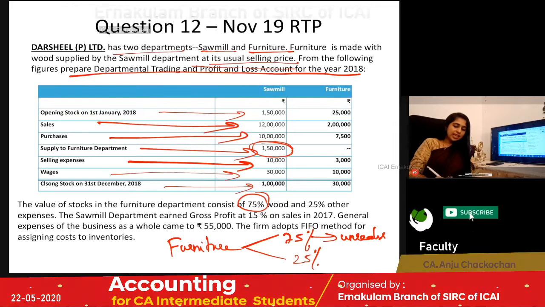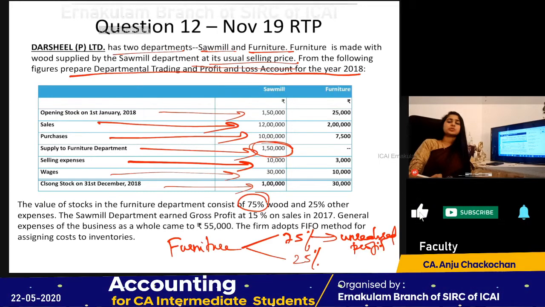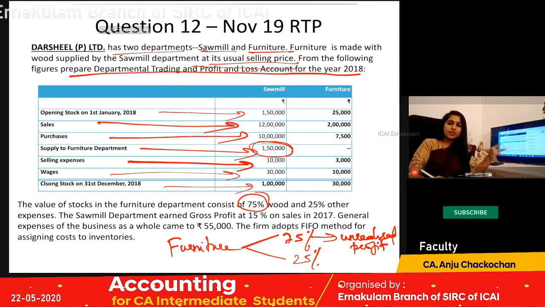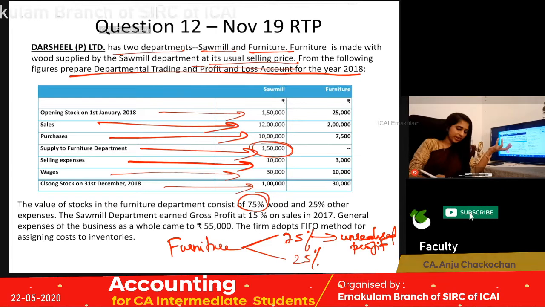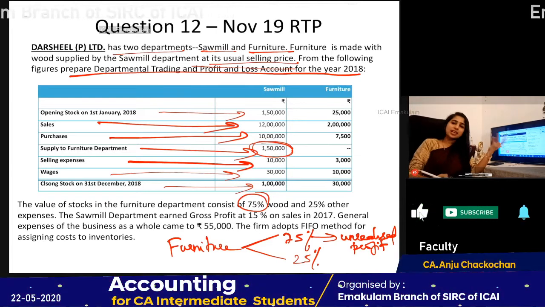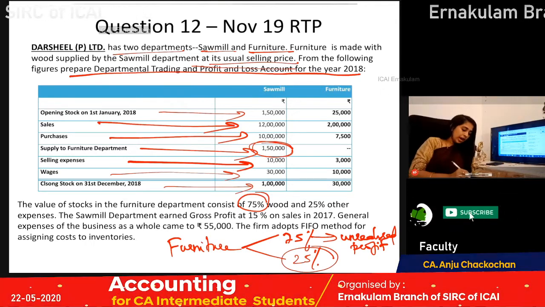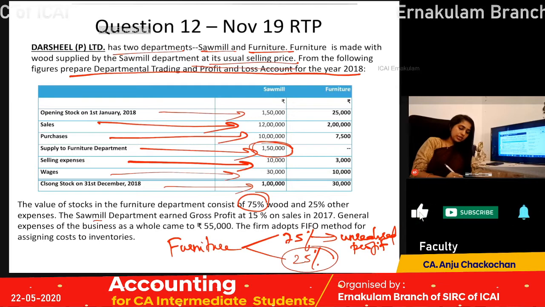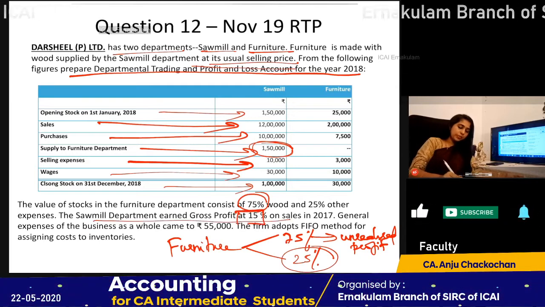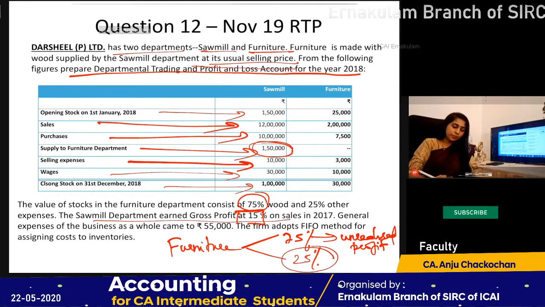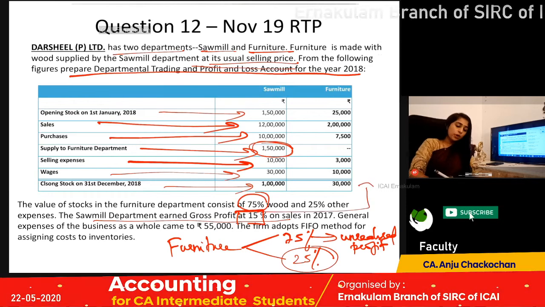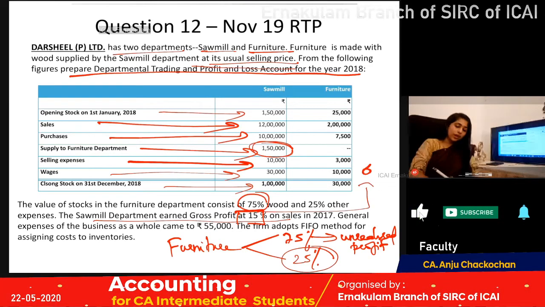It is here that we have the amount of unrealized profit, because 75% is the stock transfer, and it is on that 75% that we'll have the amount of unrealized profit. 25% is our own expenses, so you will not have to be bothered about the stock reserve on that. Now the previous year's GP rate is also given: 15% GP is the one for the previous year. This is nothing but for computing the stock reserve and opening stock.